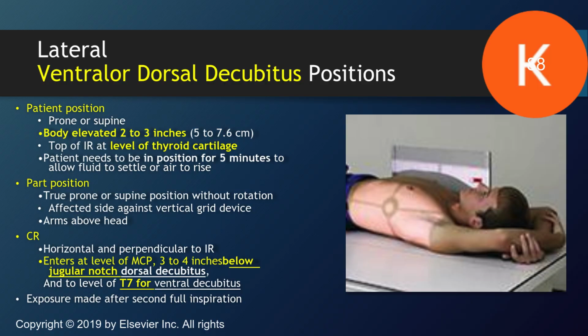Part position: we have true prone or supine position without rotation, affected side against the vertical grid device, and arms above the head. The central ray is horizontal and perpendicular to the image receptor. It enters at the level of the mid-coronal plane, 3 to 4 inches below the jugular notch for dorsal decubitus, and at the level of T7 for vertical decubitus. Exposure is made after the second full inspiration.